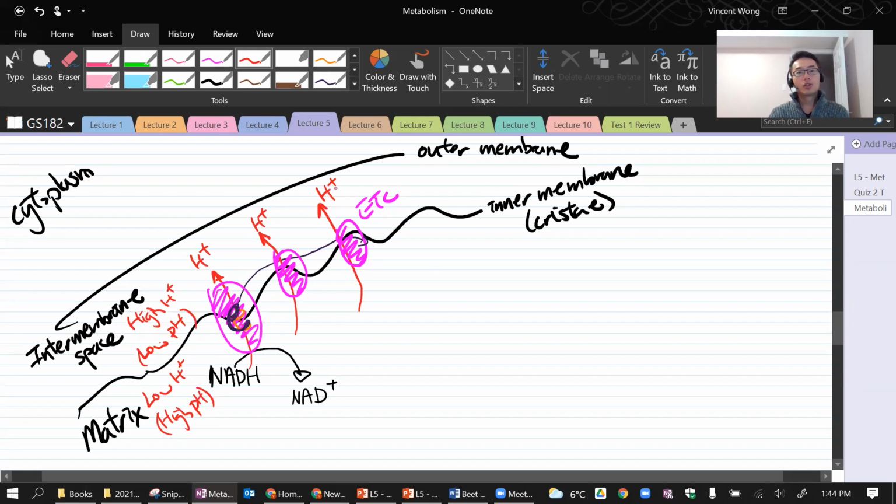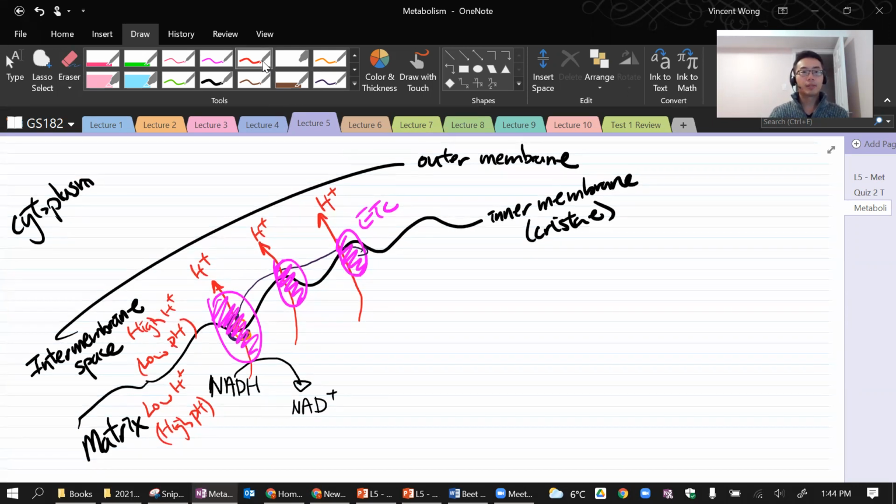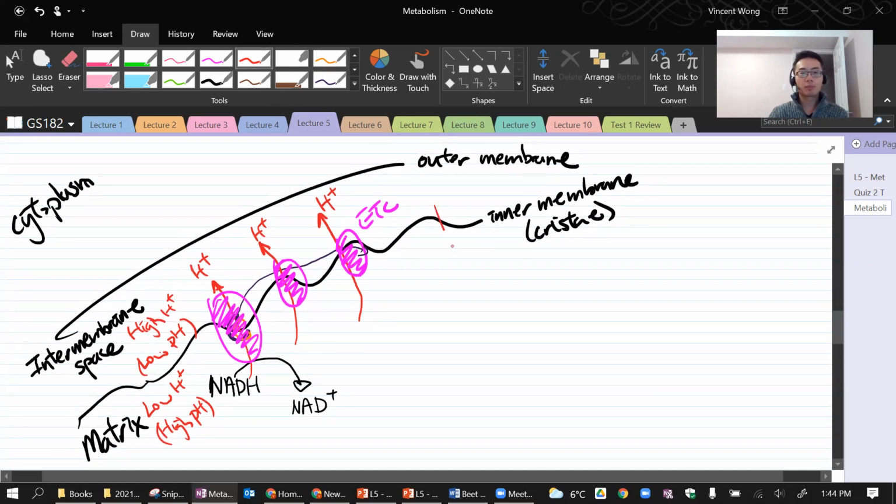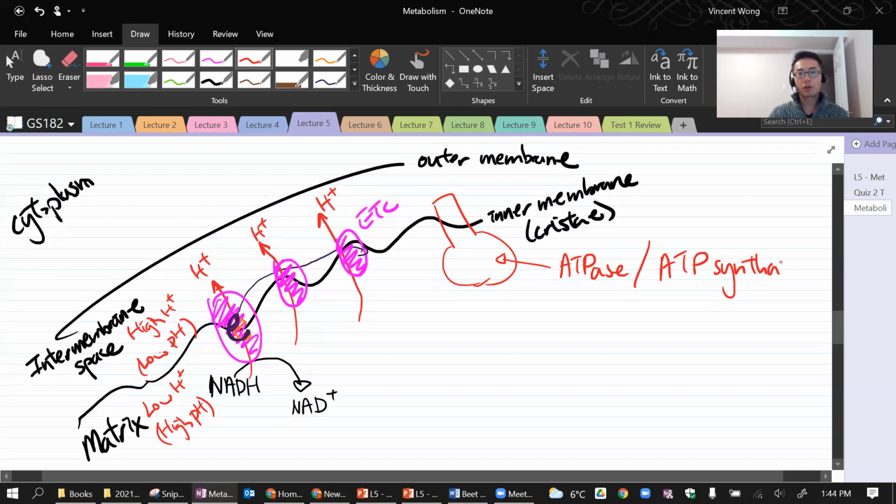Okay. So all these H+, they really want to come back in. But they can't because they're a charged particle. And as we learned in lecture 4, charged particles cannot cross a membrane. So what do they do? Well, there is a special door for them to go through. Okay, it looks like a doorknob. It actually does. This is called the ATPase or ATP synthase. Both are acceptable terms depending where you read it.